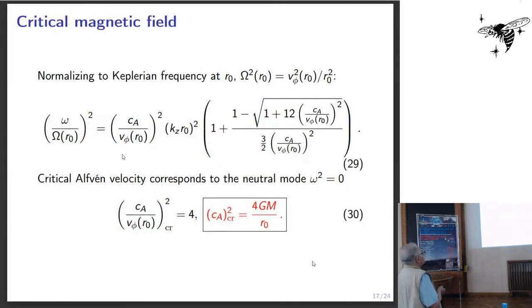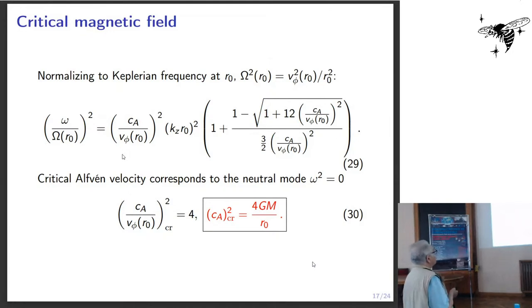We have the critical magnetic field, the critical Alfven velocity, and this critical Alfven velocity corresponds to the neutral mode, omega squared equal to zero. This takes place when the ratio of CA to V phi at the point R zero, squared, is equal to 4. We have the maximum Alfven velocity that is equal to 4GM divided by R0.